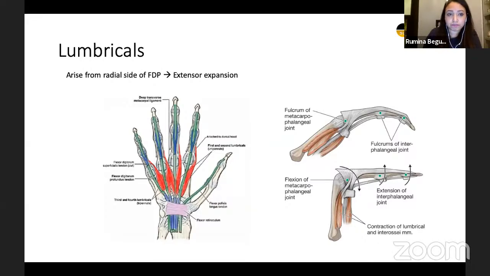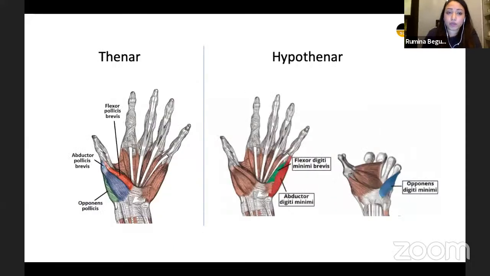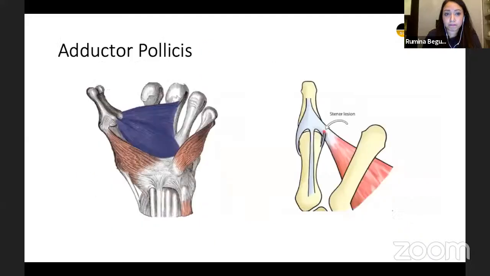Okay, a quick note about thenar and hypothenar muscles. There are 3 muscles that comprise the thenar, and that's the prominent muscle bulk on the palm aspect of the radial side of the palm, and they control the motion of the thumb. You also have the hypothenar, which is on the other, ulnar side, that controls the motion of the little finger. And that in itself has a deep and a superficial layer.